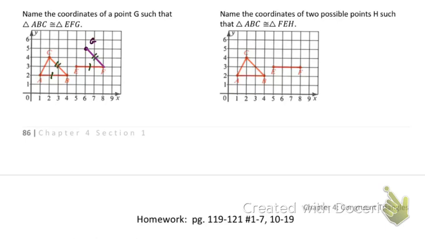That matches. Now, the last thing I have to check is, is CA the same thing as GE? Well, CA would be left down. This one's left 1, down 1. So yeah, that's the same exact length. So my G value is going to be 6, 5.